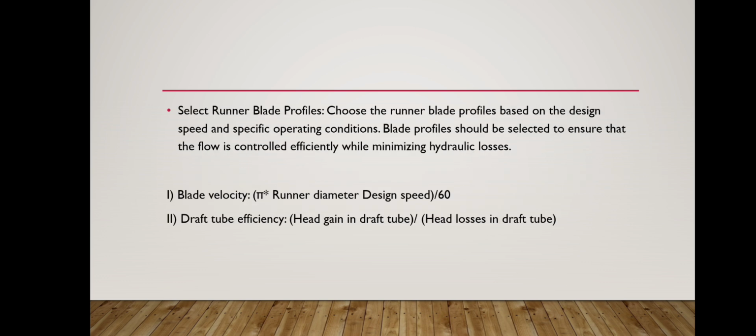We have to select the runner blade profiles. For that, we have to choose the runner blade profiles based on the design speed and specific operating conditions. The blade profiles should be selected to ensure that the flow is controlled efficiently while minimizing hydraulic losses. In this, blade velocity and draft tube efficiency are going to be taken into consideration.